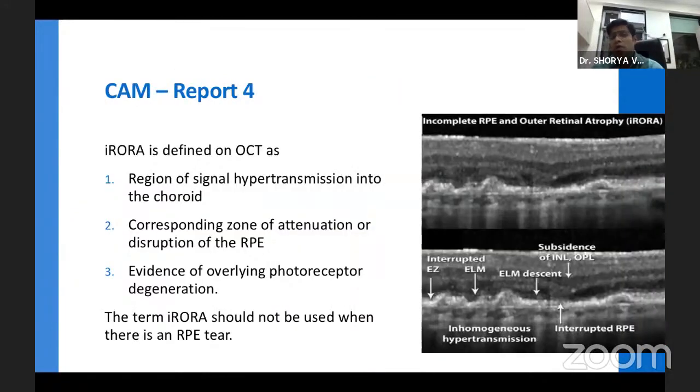Then moving on to what is incomplete RPE and outer retinal atrophy. Anything which did not fall in the category of CRORA came into IRORA. So if there is increased signal transmission and a corresponding attenuation of the RPE with overlying photoreceptor degeneration, but not conforming to the size, then it would be termed as IRORA. And they would be thought of as a precursor preceding CRORA.